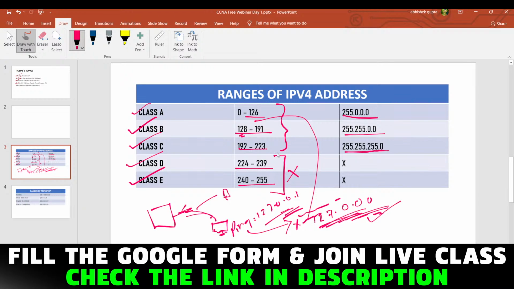Now next is, why does the IP address start from 0, right? 127 we cannot use in a network. That's the reason I have not mentioned 127 here, right? But can we use 0 in a network? If yes, where? Or we cannot use 0 in a network?